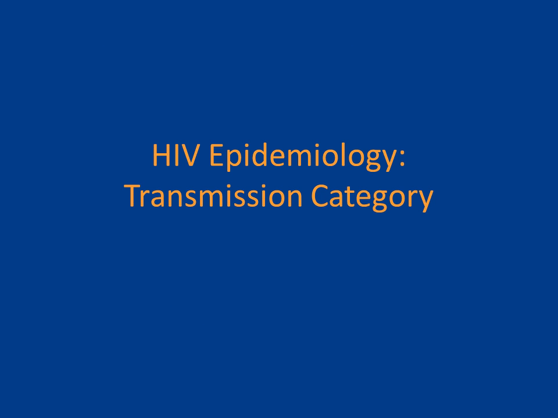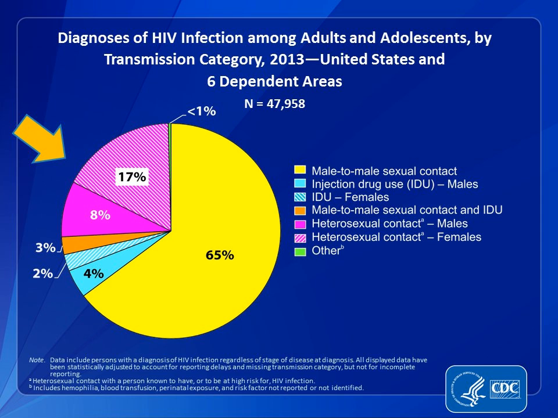Moving along to transmission category, the route through which we think that people acquired their HIV infection. This slide is taken from the National Surveillance slide set that's available on the CDC website, and it shows transmission category for all cases reported in 2013. You can see from the big orange arrow on the left side of the slide pointing at the pink shaded areas that about 25% of the cases overall were thought to have acquired their HIV infection through heterosexual contact.